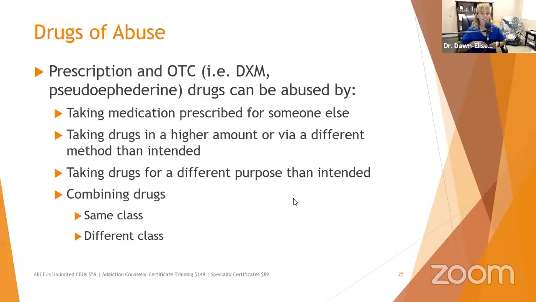And by combining drugs, either of the same class or of a different class, in order to intensify the high. So some people may combine opiates and alcohol. Very dangerous. Anytime you combine 2 different kinds of basically system depressants, it's not like taking 2 doses of something. It's like taking 4 doses of something. So 1 + 1 = 4. So that can be very dangerous. People may also combine things like opiates and amphetamines in order to get a different type of high. So we want to be aware of these things.